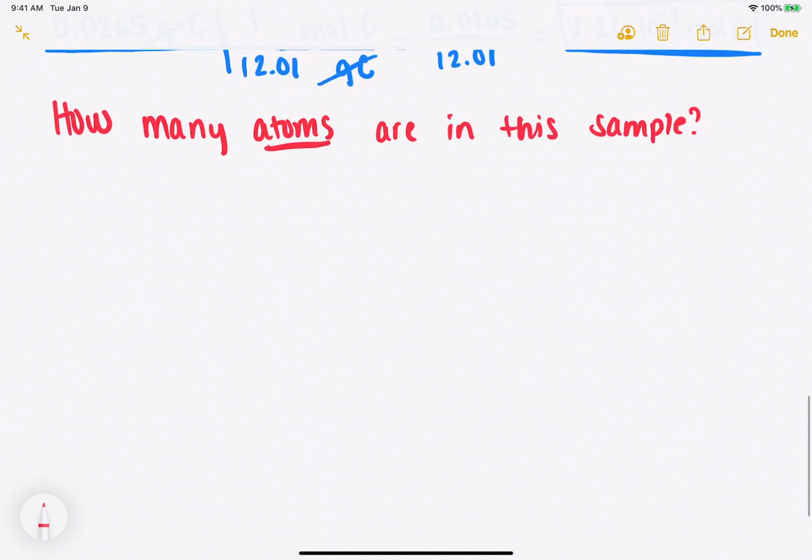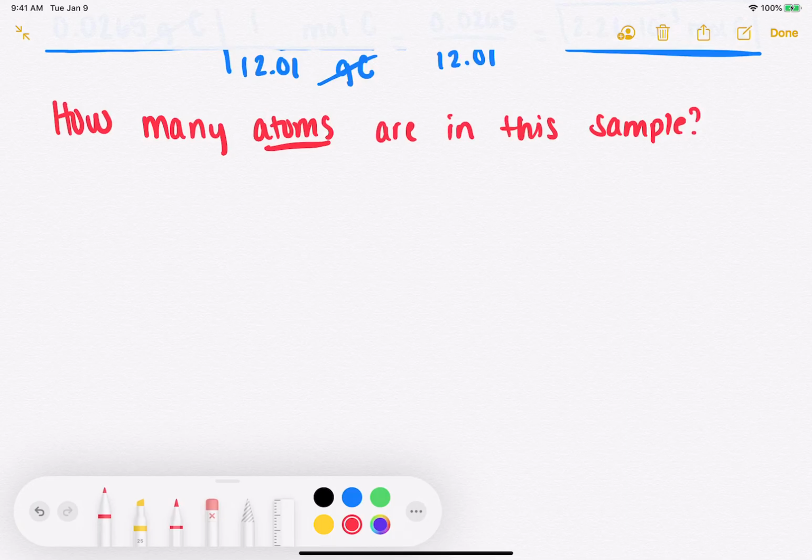So the last thing I want to go over in this video is when to use Avogadro's number, because that's something that I've noticed students get really confused about. Students know that, oh, we need to use this number 6.022 times 10 to the 23rd, but how do we know when to use it?